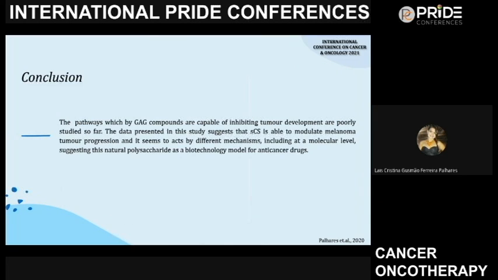And as a conclusion for this study, what I would always like to say is that this new and unique structure of this chondroitin sulfate helps us to better understand the relation between functionality and structure, and this could also be a useful molecule to be used as a model to develop new molecules that can act with anti-cancer potential.